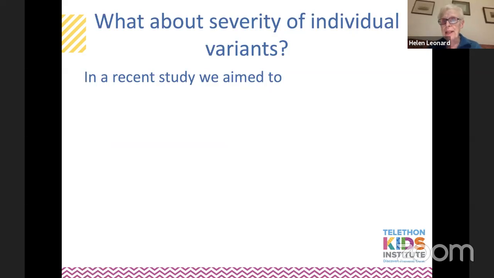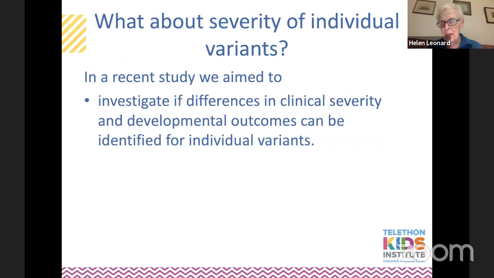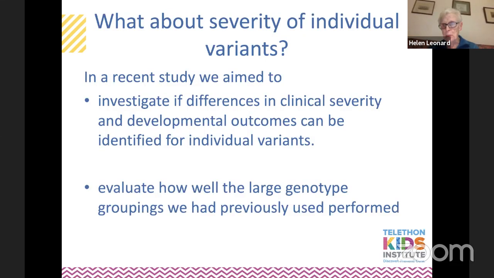So what about the severity of individual variants? In a recent study, we aimed to investigate if differences in clinical severity can be identified for individual variants. And we also wanted to evaluate how well the large groupings that we've talked about before, the A, B, C, and D, or the 1, 2, 3, and 4, which I just showed you, can you make any assumptions about what you find with those.